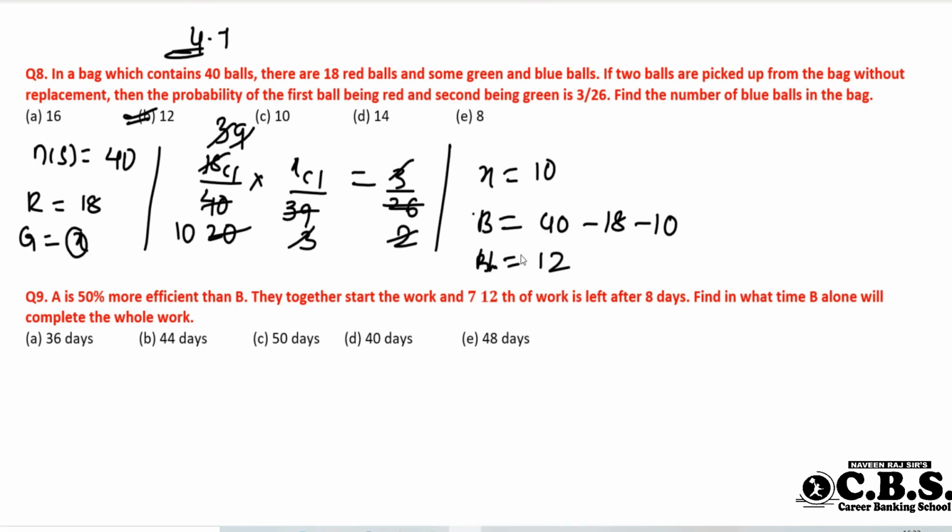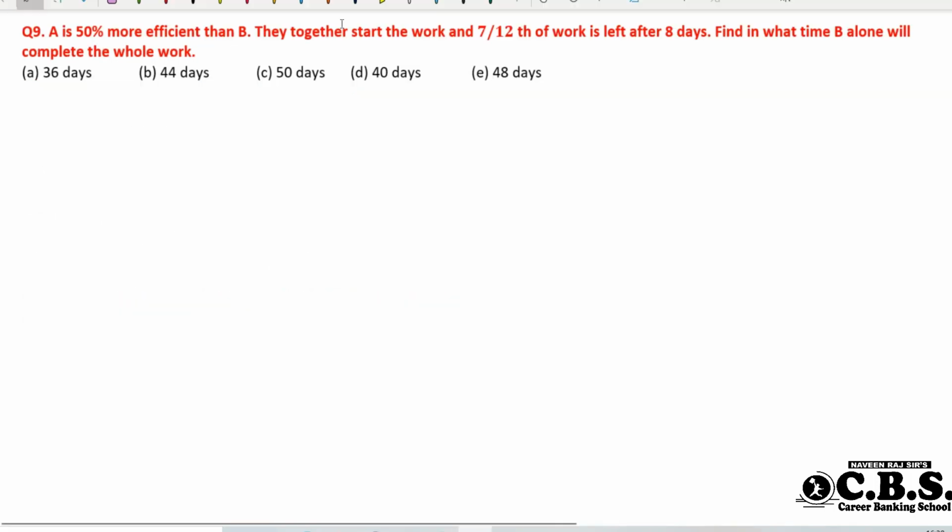Let's go for the next question. A is 50% more efficient than B. So A is 50% more efficient than B means what? The efficiency ratio of A to B is directly how much? 3:2. Clear?